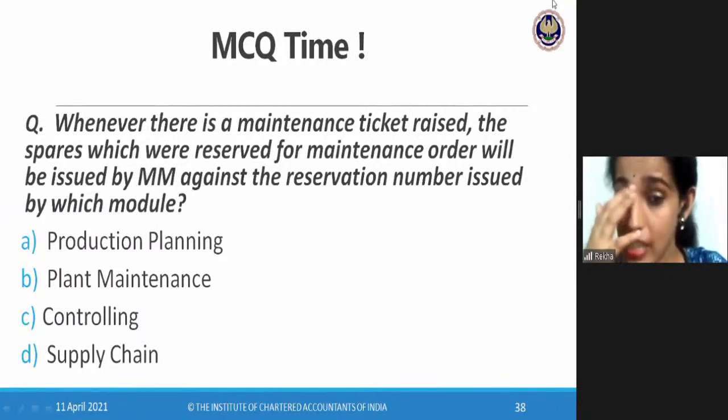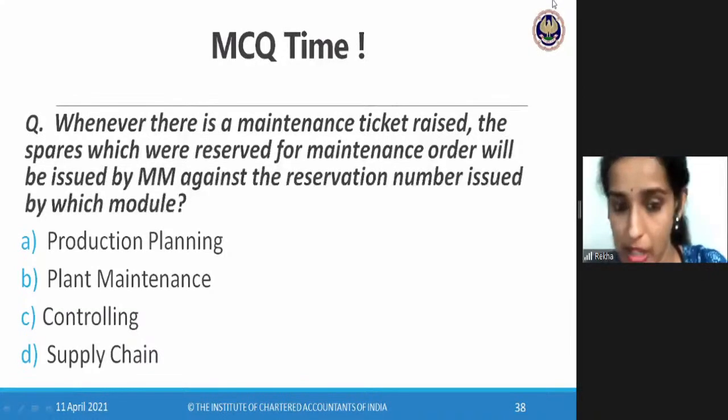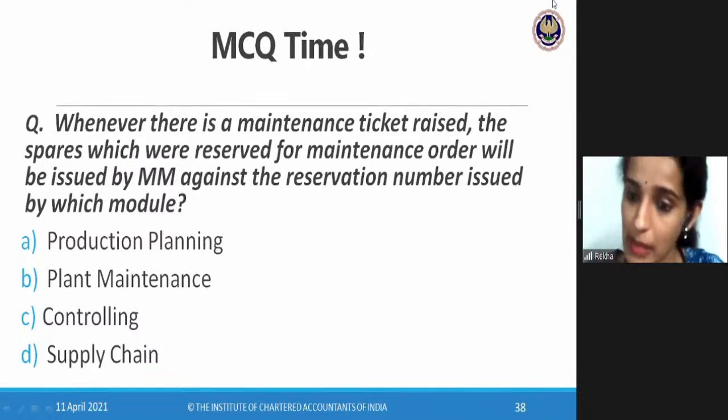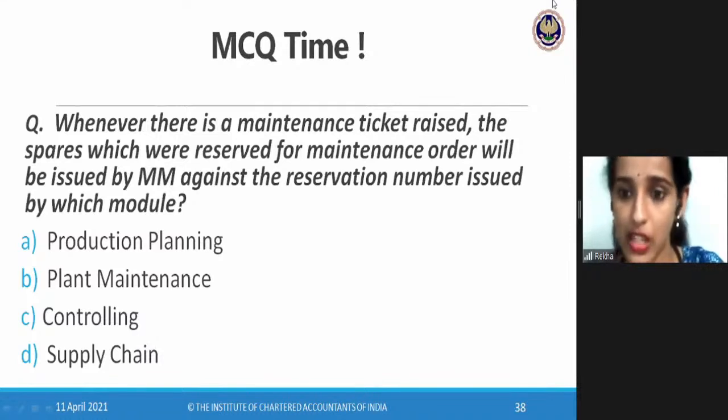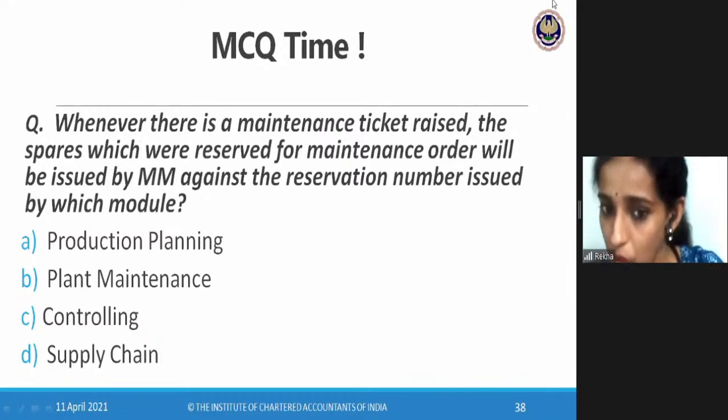So once you get a ticket from the plant maintenance module, whatever the particular ticket is raised by the plant maintenance module, the particular resources, spare parts will be issued by the material management module. So with this particular MCQ, you understand there is an integration between the material management and the plant maintenance module. So whenever there is a maintenance ticket being raised by the plant maintenance for the corresponding spare parts, the corresponding materials, you have to go.